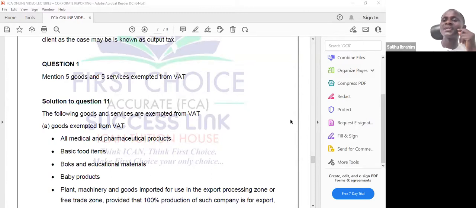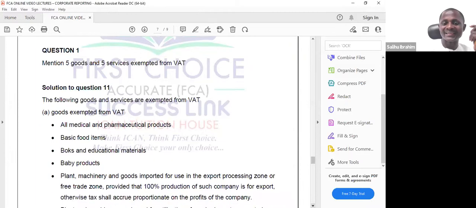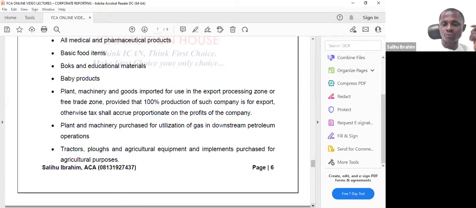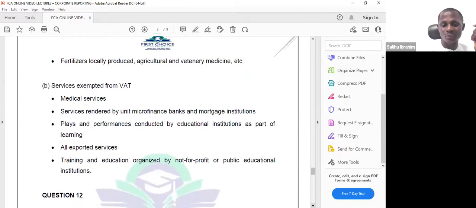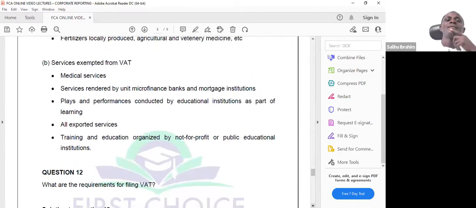All medical and pharmaceutical products are also exempted from value-added tax. These are exempted products. Fertilizer is there as well. We have so many of them.